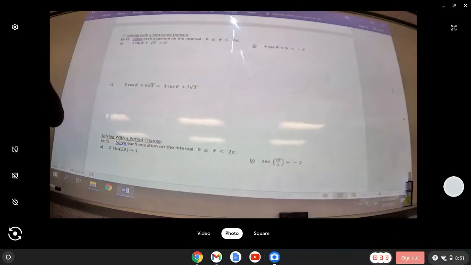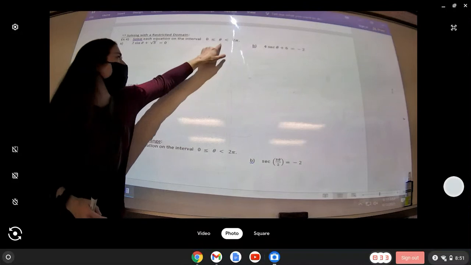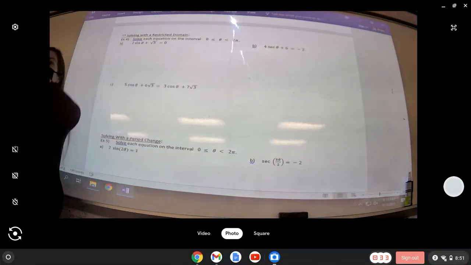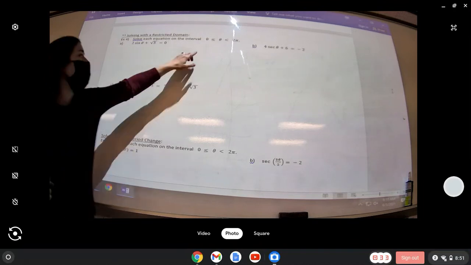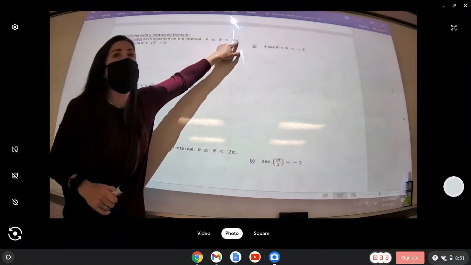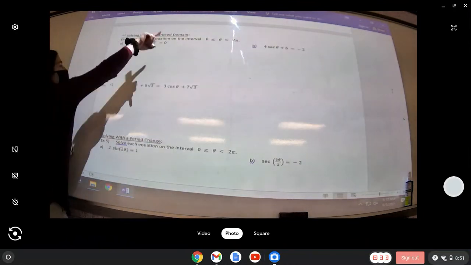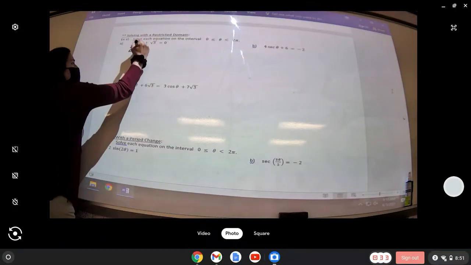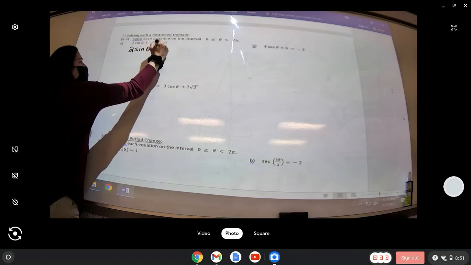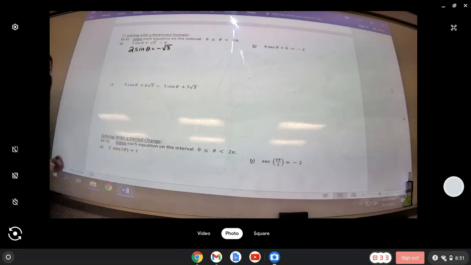All right, solve each equation. Now, guys, they only want angles from 0 to 2 pi that make this true. So in one rotation, what are the angles that make this true? Notice they let you include 0 as an answer, but not 2 pi. All right, here we go. Let's start solving for sine theta. Let's minus the root 3 away, and let's divide by 2.